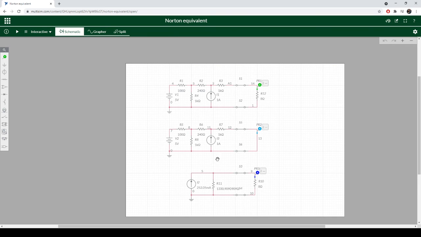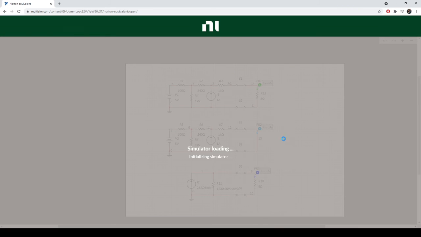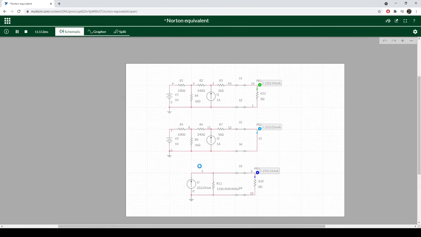And then once you find that, you just put it in parallel with our equivalent resistance, and we can see that we provide the exact same current flow to that resistance, which means we have the exact same voltage appearing across it thanks to Ohm's law. And now that's as simple as Norton and Thevenin is.